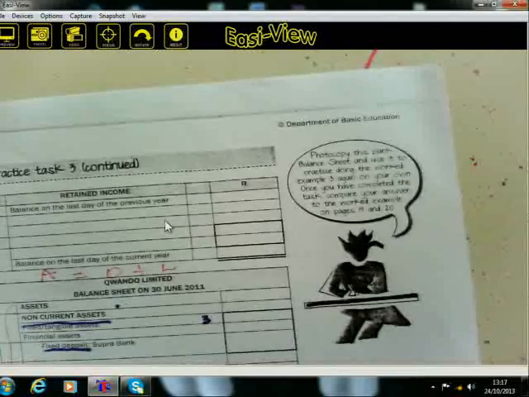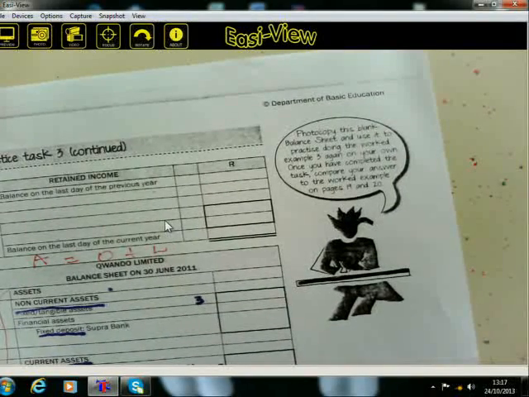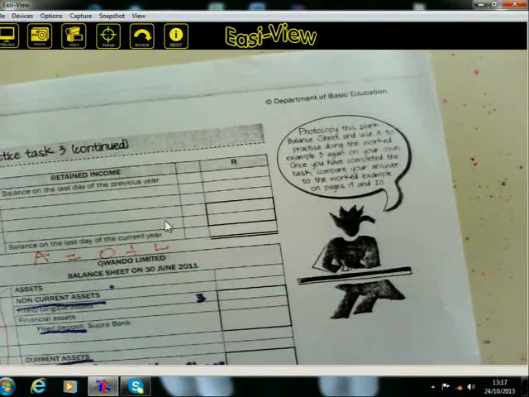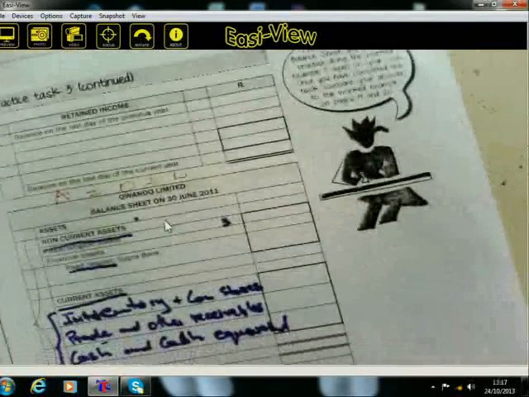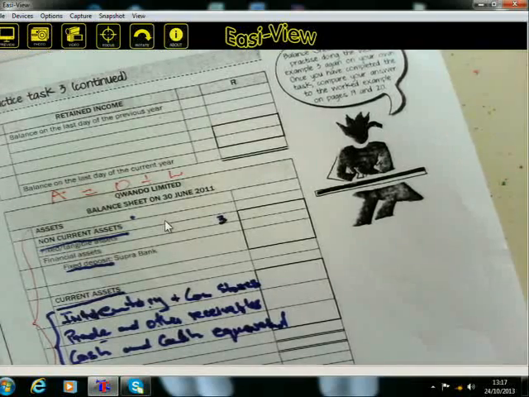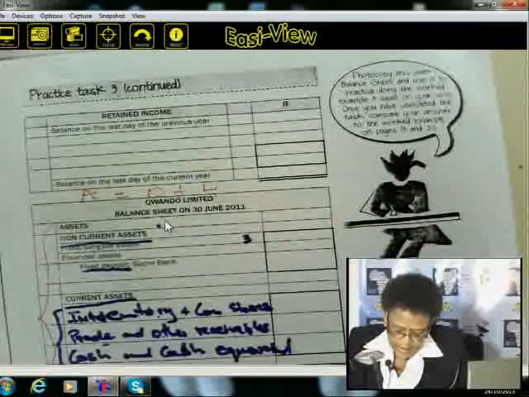Now, coming to the equity and liability side. Under the equity here, we consider the ordinary share capital and then the retained income.